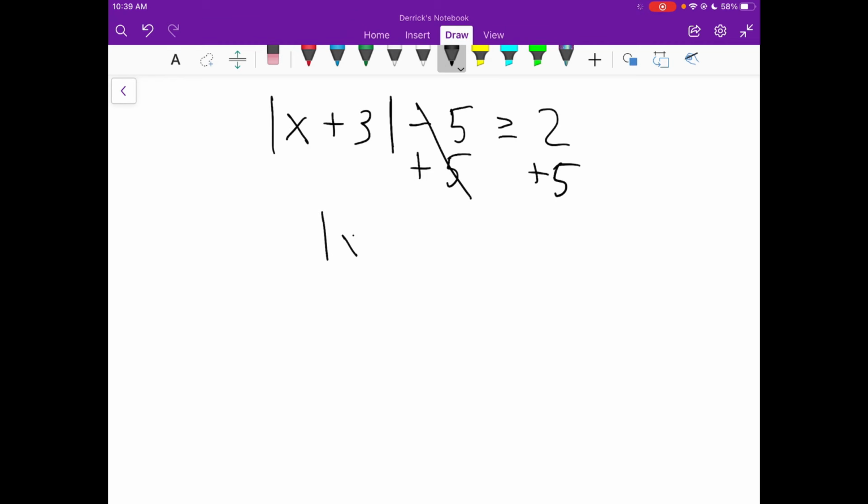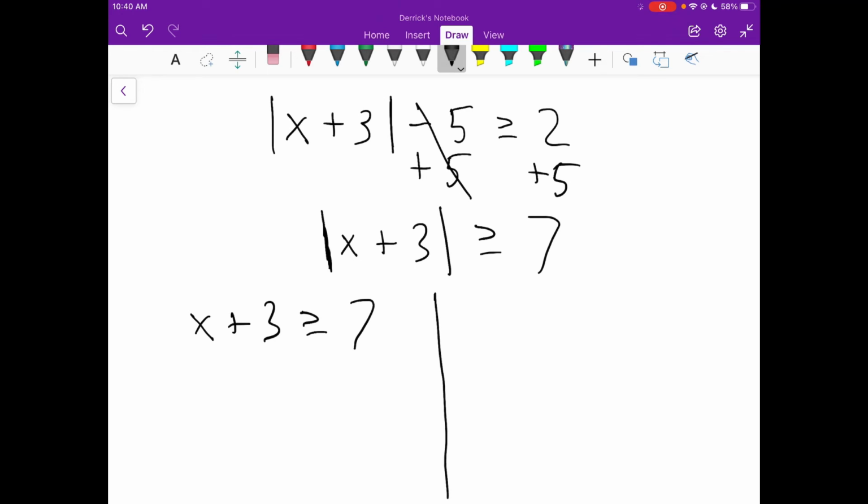Then we'd have the absolute value of x plus 3 is greater than or equal to 7. Now we see that we have only the absolute value on the left side of the inequality. Now that the absolute value is by itself, now that it is isolated, we can split up into our two cases. So we'd have x plus 3 is greater than or equal to positive 7, and we'd have our second case of x plus 3 is now less than or equal to a negative 7. Meaning, notice that it is now from greater than to less than, and 7 to negative 7.